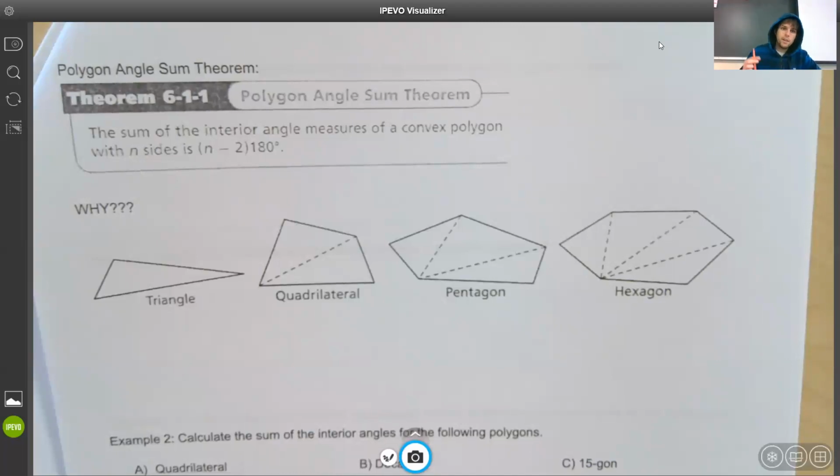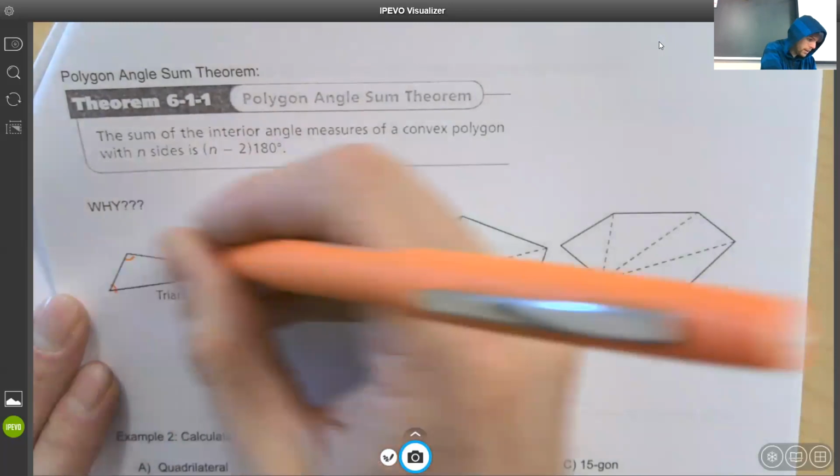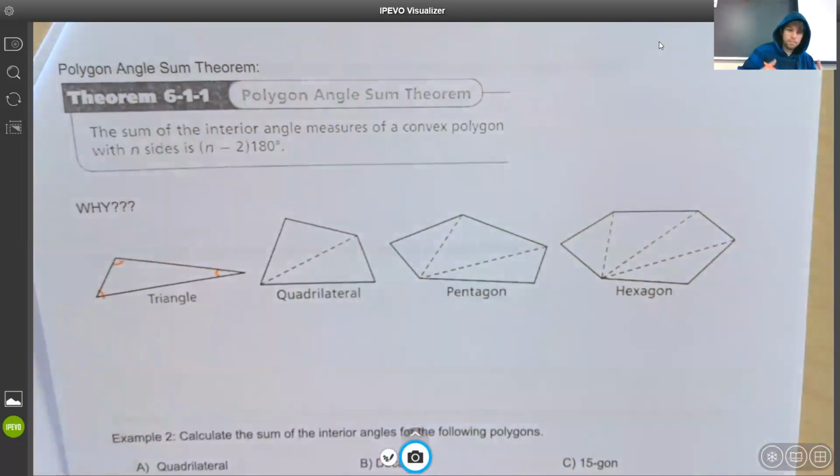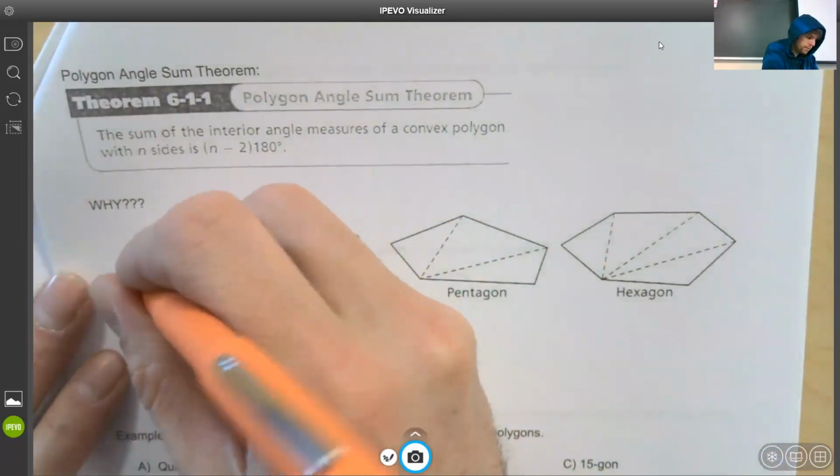Why? Well, hopefully we already recognize from previous sections, previous chapters, that the interior angles, so these three angles here in a triangle, add up to 180, right?